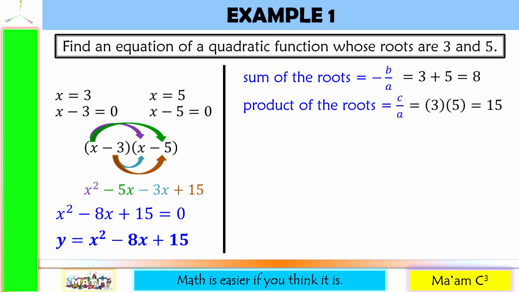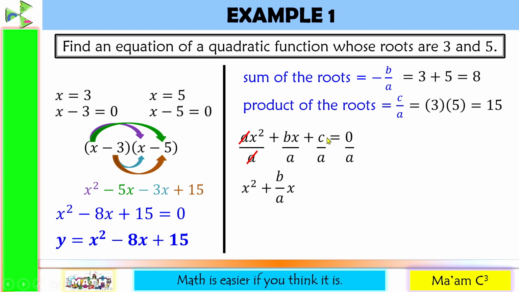Recall the standard form of a quadratic equation. If I am going to divide all these terms by a, the a here will cancel out. So I have x squared, and then I have b over a x, and then c over a, and 0 over a is still 0.